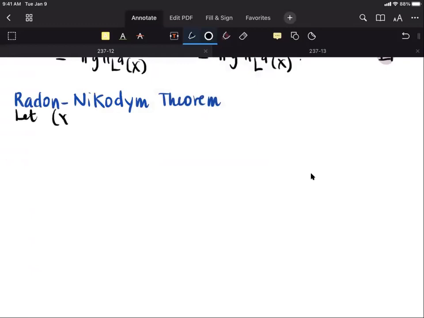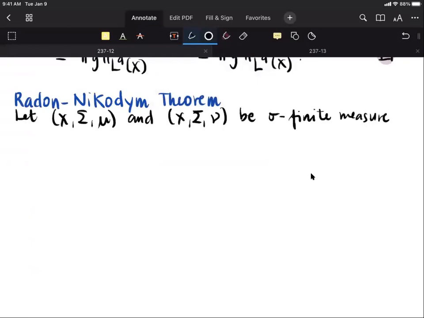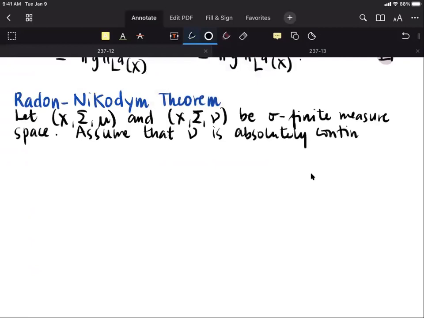Let's start with two sigma finite measure spaces on the same set and on the same sigma algebra. And let us assume that nu is absolutely continuous with respect to mu.